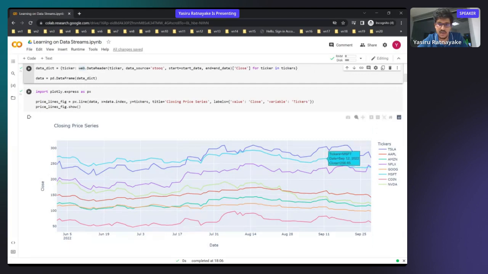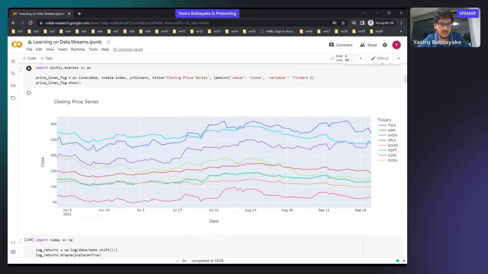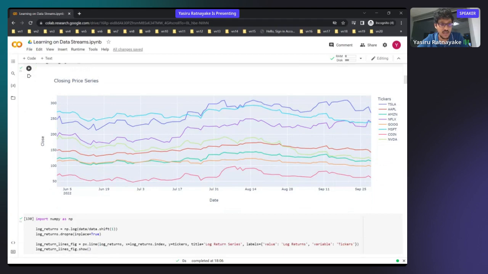So I can see here where I'm hovering, Microsoft on the 12th of September closed at $266.65. So this is a fairly small data set, and we're still looking at it from a batch kind of setting. But I'd like to spend a bit of time to understand this data set.